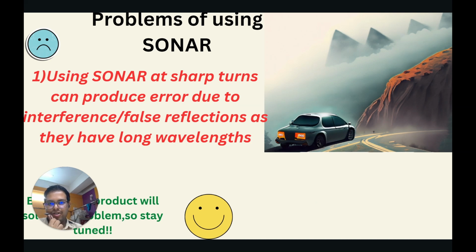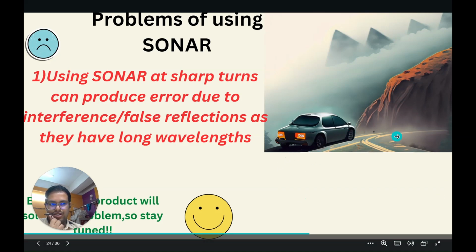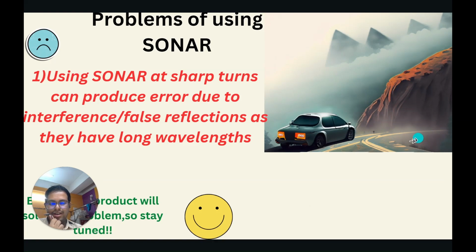So there are certain problems of using sonar. We can't use sonar in each and every case with 100% accuracy. Here, as you can see, the car is going through a very steep turn and you can't see the other side of the road. In foggy conditions, this becomes a very difficult situation for drivers also. So using sonar at sharp turns can produce errors due to interference or false reflection, as sound waves have long wavelengths. So don't worry, we also have a solution for that.